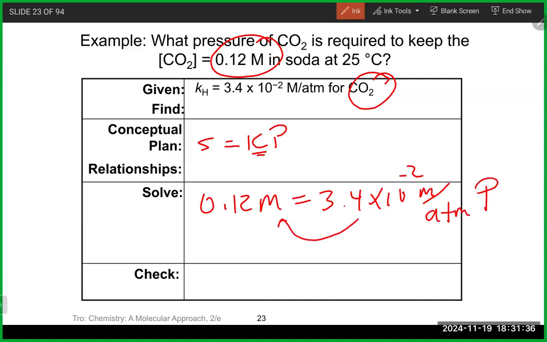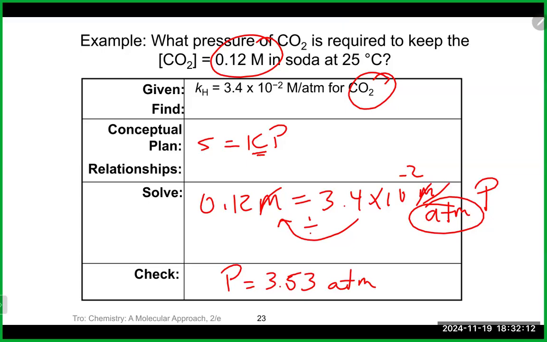We're going to divide this to the other side, and that will get us 0.12 divided by 3.4 times 10 to the minus 2. That's going to give us a pressure of 3.53 atmospheres. When we divide, the molarity cancels, and the atmospheres go to the top as you flip it over and divide. Normal atmospheric pressure is 1 atmosphere. So our soda can here is about 3 times our normal pressure. Any questions on that calculation?